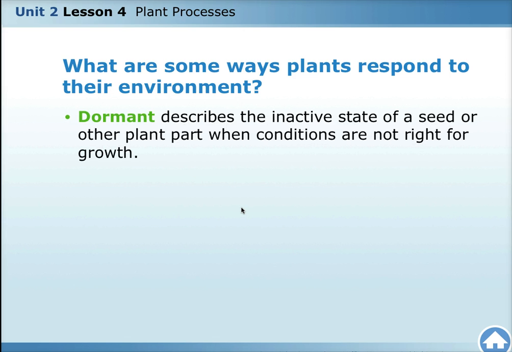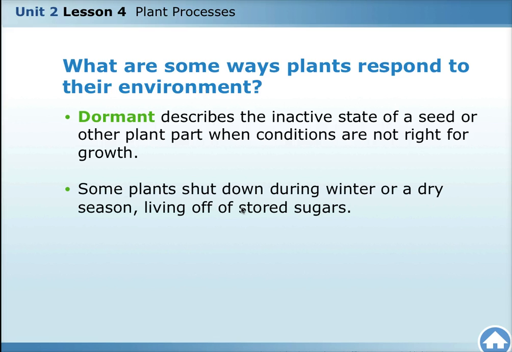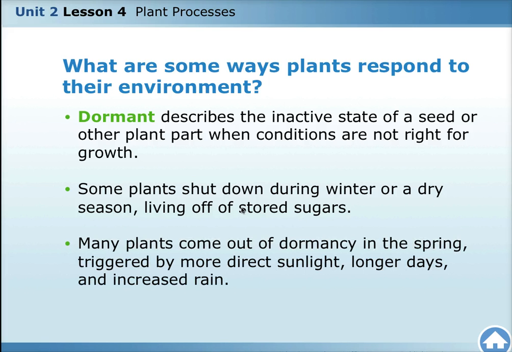Dormant describes the inactive state of a seed or other plant part in which conditions are not right for growth. Some plants shut down during winter or a dry season, living off of stored sugars. Many plants come out of dormancy in the spring, triggered by more direct sunlight, longer days, and increased rain.